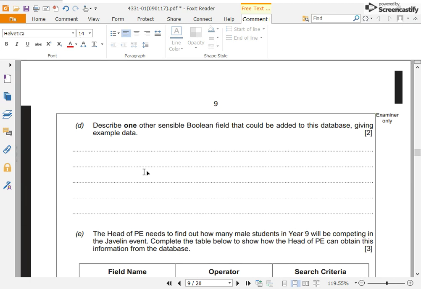Okay, it's coming up towards the end of this video again. I can only do them in 2-minute slots unless I pay for the full version. Okay, so I'll just start reading the next one. You've got to describe one other sensible Boolean field that could be added to the database given example data. So while I'm changing videos, you can have a little go with that.